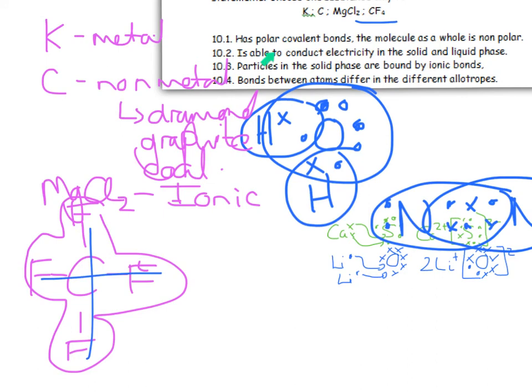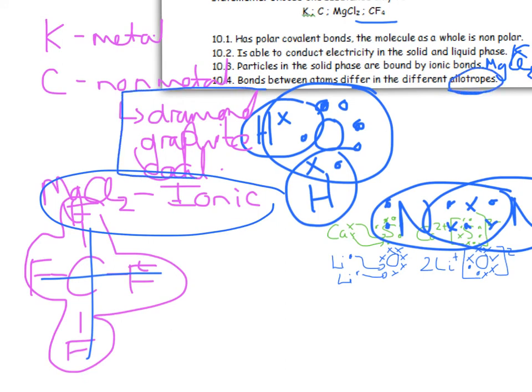Is able to conduct electricity in the solid and the liquid phase. That has to be a metal, because if it was a solid, the ionic does not, so it has to be potassium. Particles in the solid phase are bound by ionic bonds. That would be your magnesium chloride, because that's your ionic. And finally, bonds between the atoms differ in different allotropes, and we talked about the allotropes of carbon earlier in the year, where there's diamond, graphite, coal, and Buckminster fullerene, and that is going to be slightly different bonds, so carbon is your example.